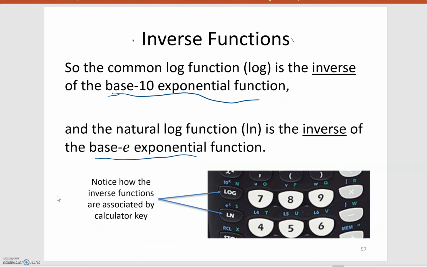Now, as this slide is saying, notice how for the log button and the ln button, the second log gets me the inverse, and the second natural log gets me this inverse, e to the x, or 10 to the x. So you've got your inverse functions right there with the original functions. And remember that an inverse function undoes what the original function did. Okay.